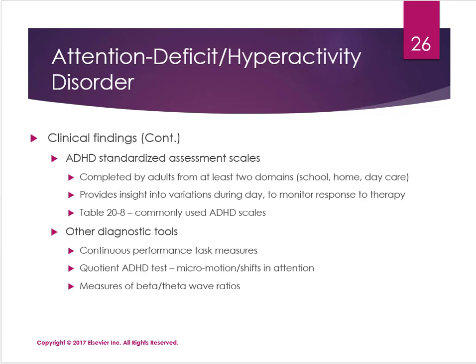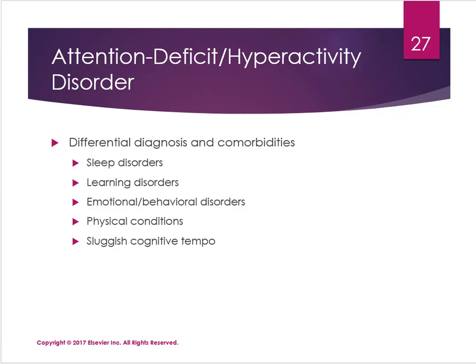Some other diagnostic tools may be your performance task measures. There's a quotient ADHD test which assesses for shifts in attention, and then there are some tests that measure the beta and theta wave ratios. We're not going to get into those things. Now it's time to talk about some differential diagnoses that you might consider for these kids that come in with the complaints that the parent or caregiver and or teacher has. These may include sleep disorders, learning disorders, any emotional or behavioral disorders, physical conditions, and then sluggish cognition.